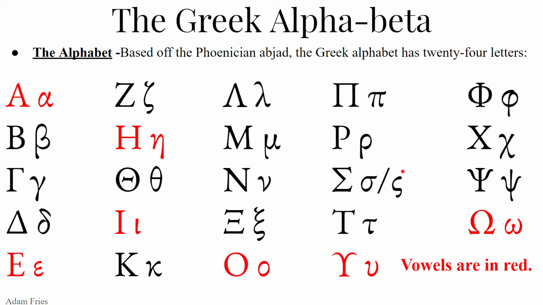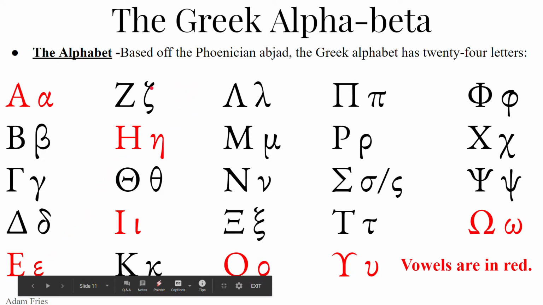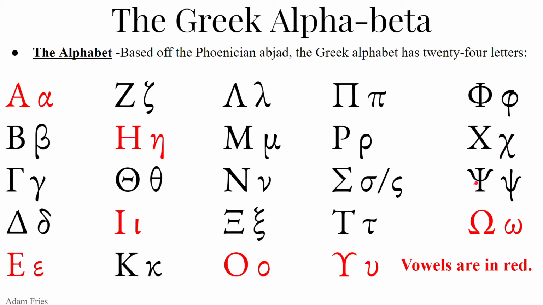You could also make up your own stupid little song. But we have alpha, beta, gamma, delta, epsilon, zeta, eta, theta, iota, kappa, lambda, mu, nu, xi, omicron, pi, rho, sigma, tau, upsilon, phi, chi, psi, omega.